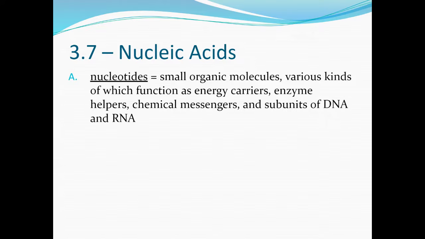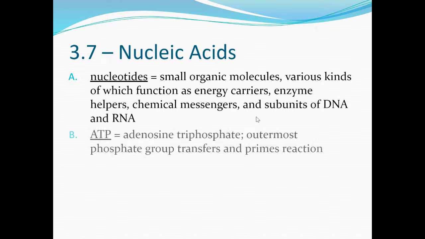Our fourth and final macromolecule group, nucleic acids. Here we're talking DNA and RNA. The monomer, the small group that makes the polymer, these are the nucleotides. We'll talk a lot more about nucleotides, DNA, and RNA when we get into our genetics unit. But for now, let's say that the nucleotides are small organic molecules, various kinds of which function as energy carriers, enzyme helpers, chemical messengers, and subunits of DNA and RNA.